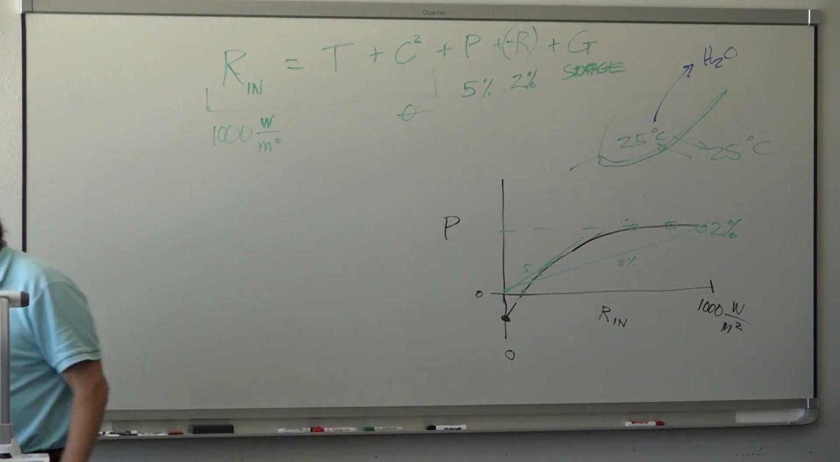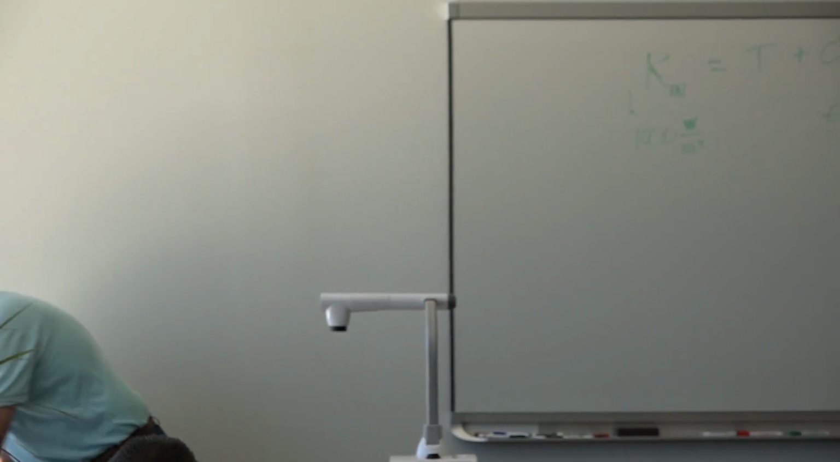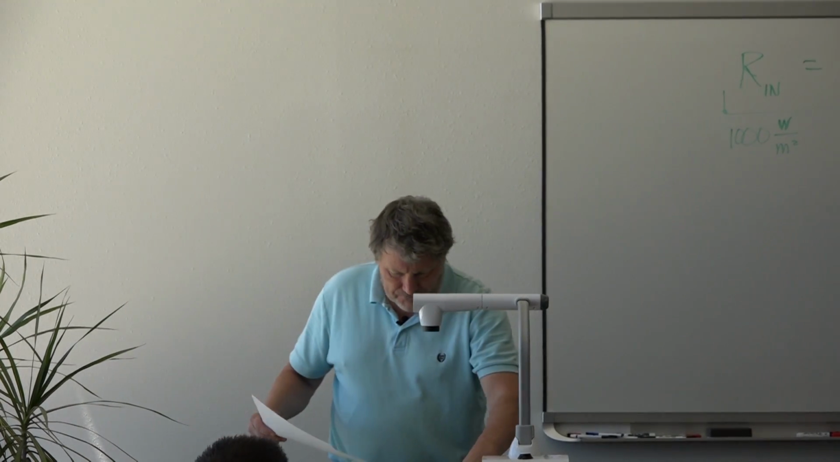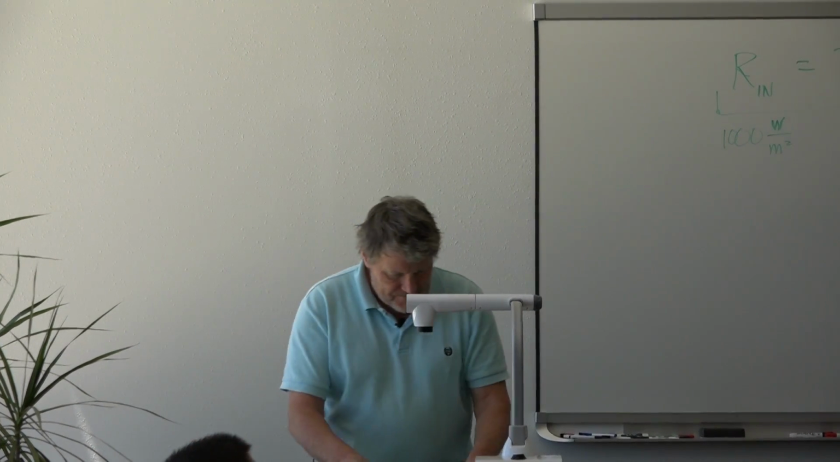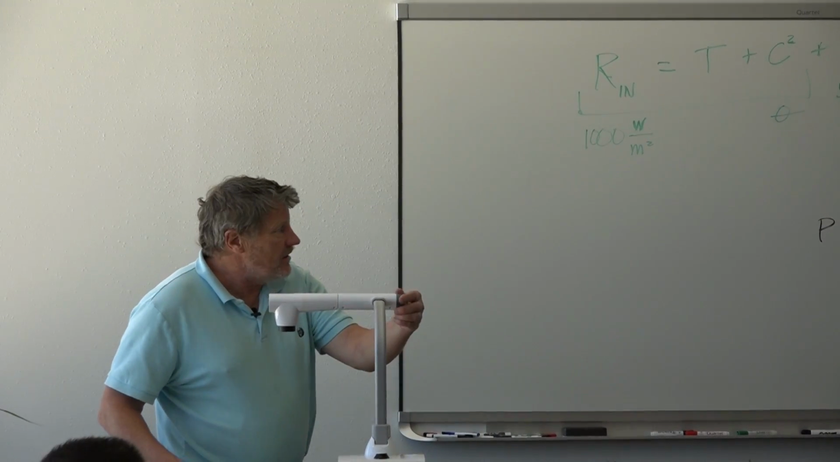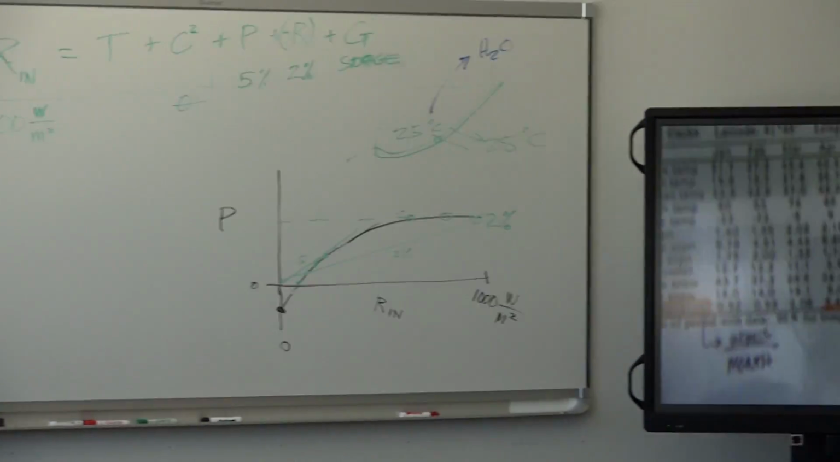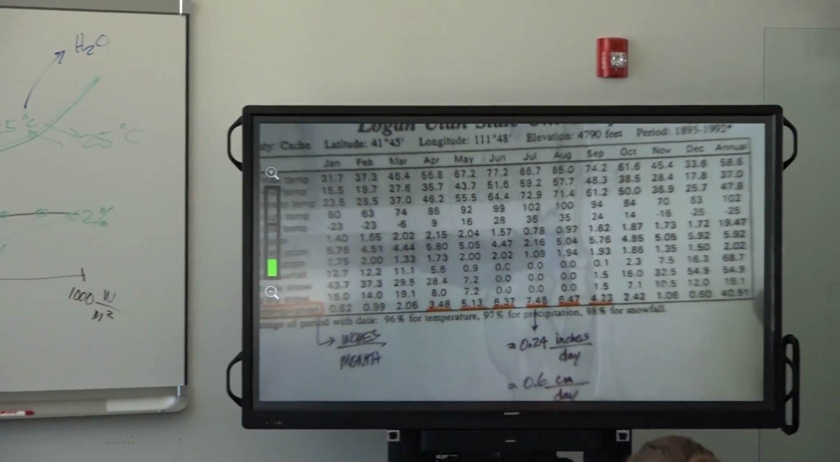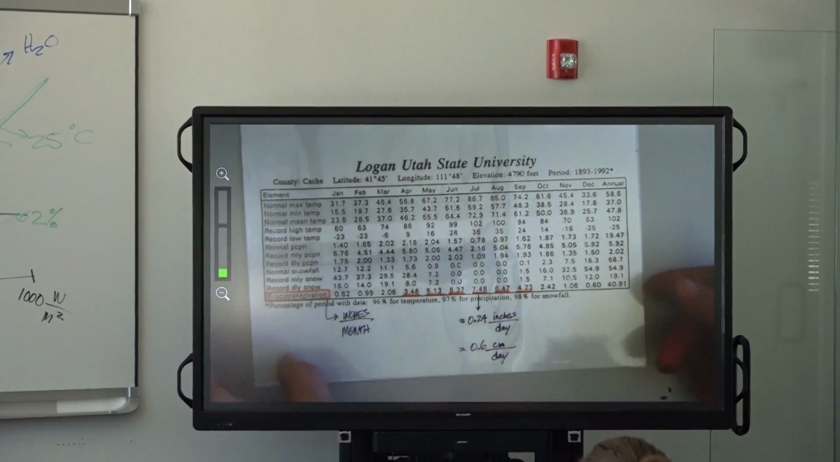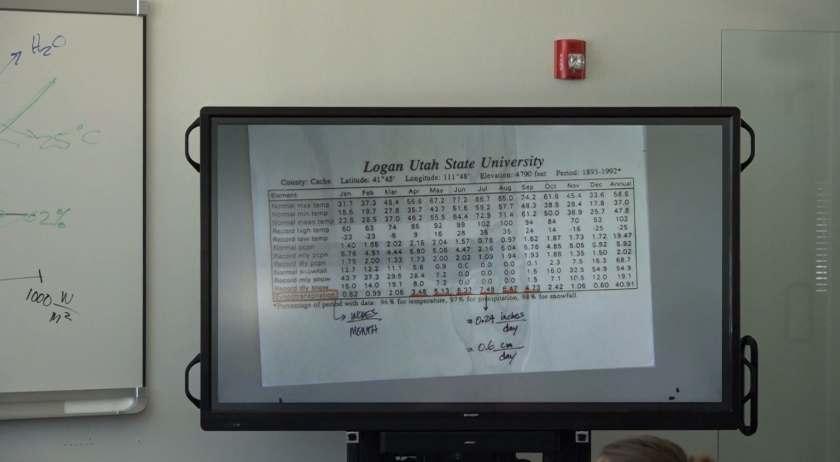So let's start by looking up a typical number. This is out of this book right here, Utah Climate. It's published by the Climate Center, and it's just a bunch of statistics of climate.